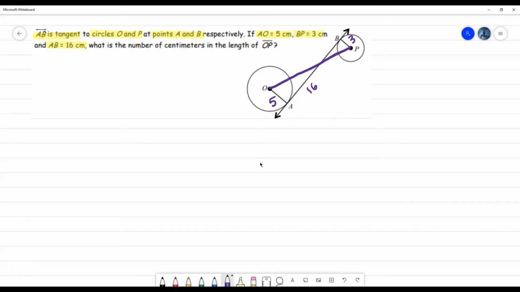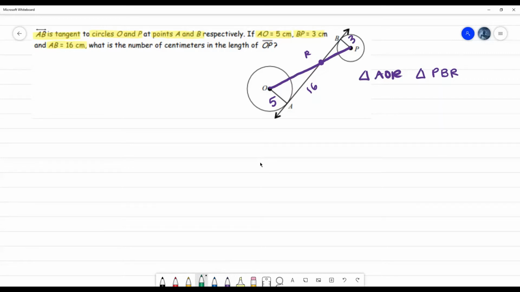The first thing before we do this problem is we should mark the intersection point right here as point R. If we know that that's point R, we can look at the diagram and see two triangles. We can see triangle AOR, and we can see triangle PBR. And we can prove that these are similar triangles.